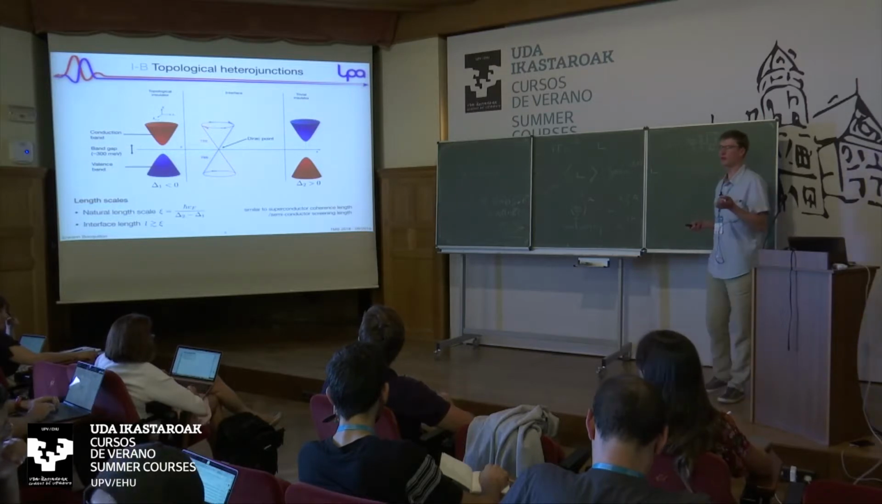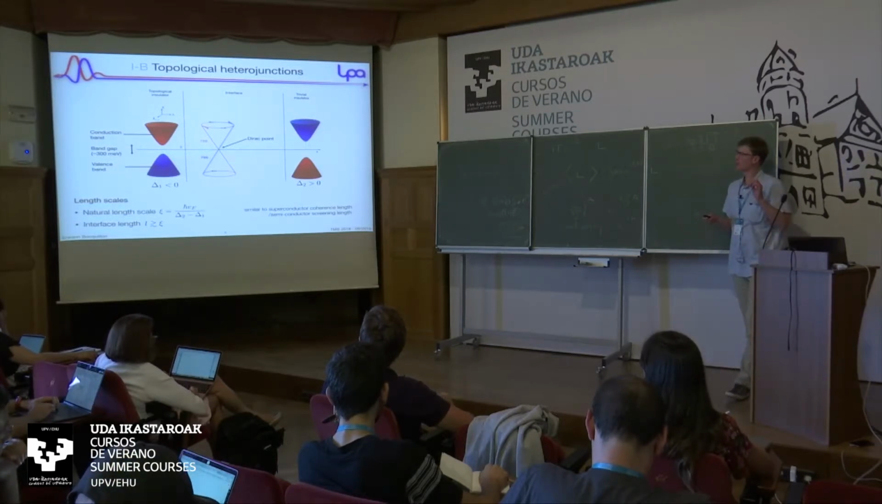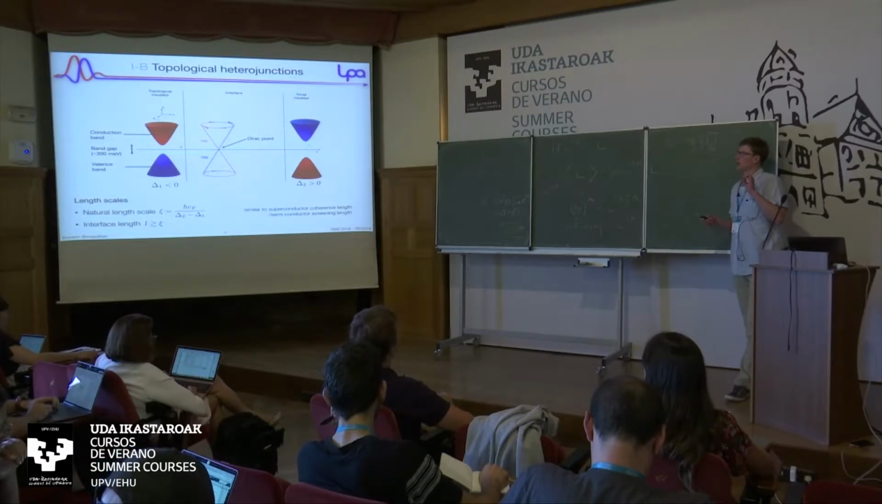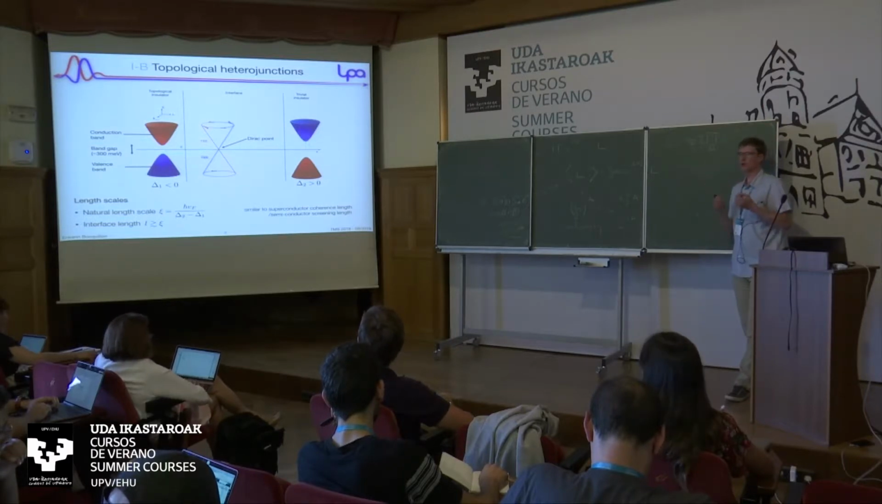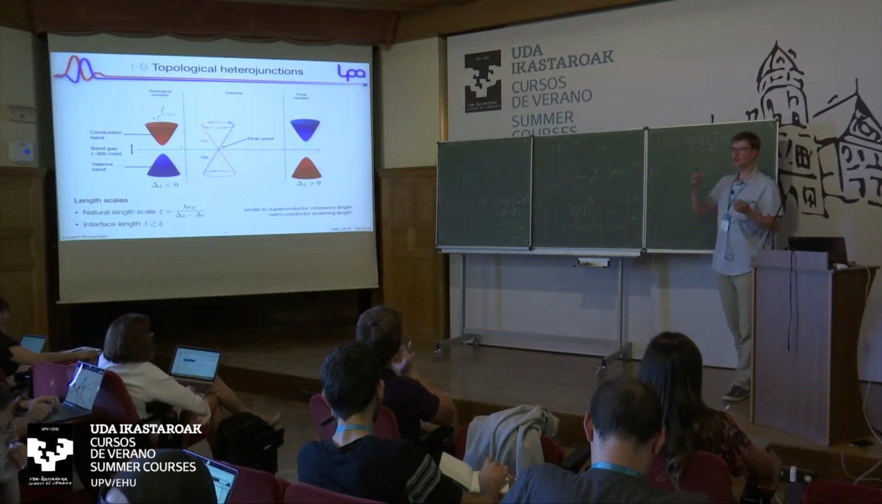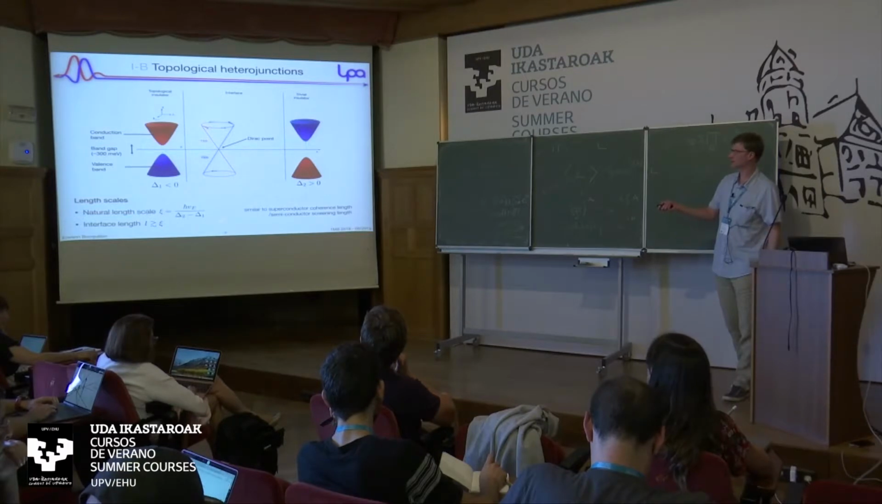But what I want to point out is that it has to appear somewhere in the problem. When you look at junctions, there should be a natural scale over which the transition happens. And this natural scale is given by this scale.